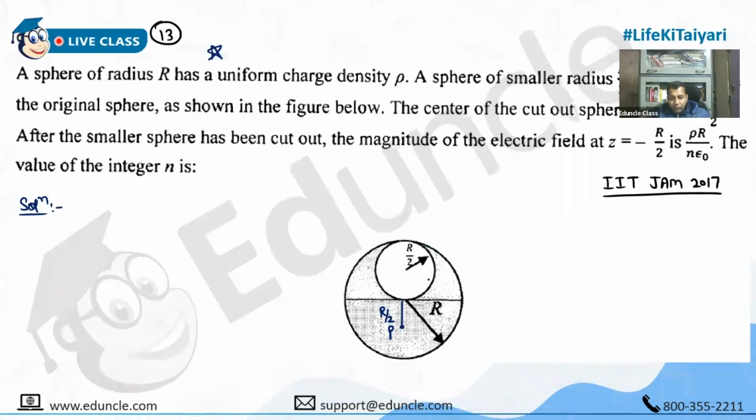Okay, so now this point, it is outside this sphere and inside this bigger sphere. So both the formulae are required. Electric field inside the solid sphere and outside the solid sphere. Clear? Yes, sir. And electric field inside a charge carrying solid sphere is rho r by 3 epsilon naught. And at outside point, it is given by 1 by 4 pi epsilon naught q by r square type.